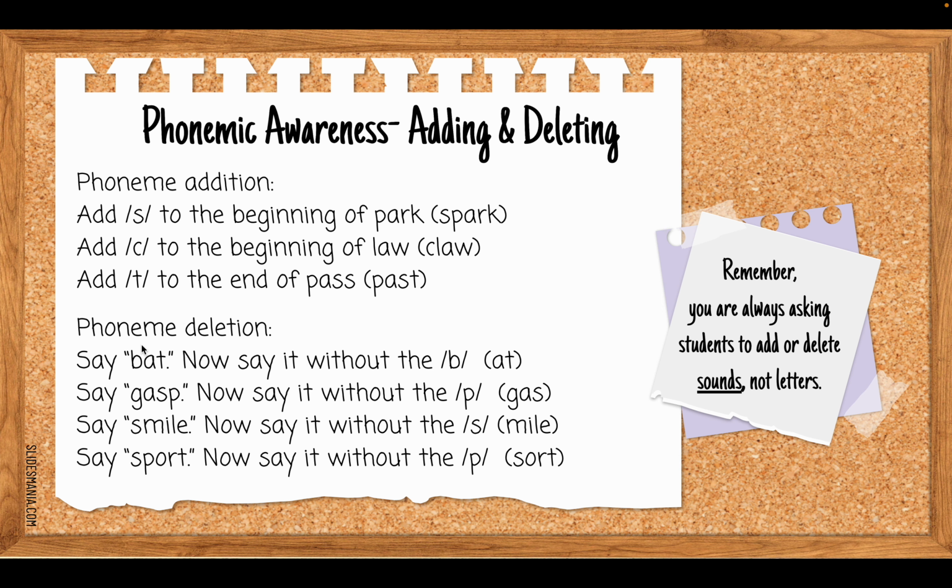You're giving a word and then you're asking them to remove a sound. So say bat. Now say it without the b. And what's the word? At. Say smile. Now say it without the s. What's the word? Mile. And again, we're always asking students to add and delete sounds. You'll notice, right, we're adding or deleting phonemes. We're not saying add an S.